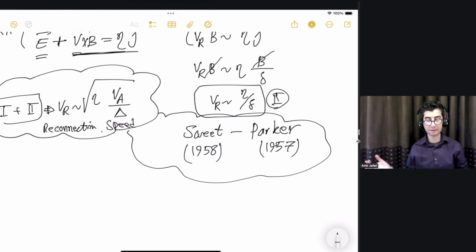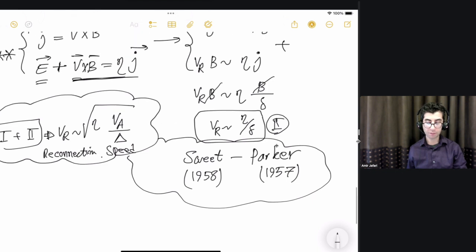Experiments and observations. When we compare this reconnection speed with observations, for example, observations of the solar corona, we see that this is hopeless. This is orders of magnitude slower than what we see in the solar corona. So there is no hope for this model to work and to predict something real in real astrophysical systems. So the question is why? Why doesn't this model work?